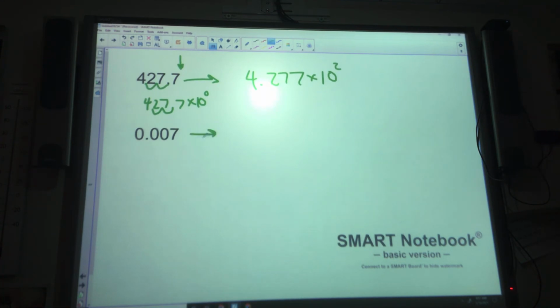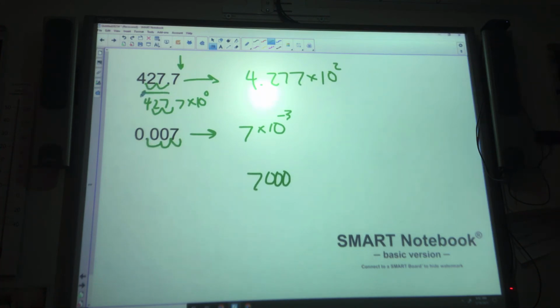What about here? We move it 1, 2, 3 times, because we need it to be between 0 and 10. 7 times 10 to the 3rd. Nope, you moved it 3 times. Every time you move it means 1 time. Think about it this way, 7 times 10 to the 3rd. Okay, that's 7 times 1,000, right? That means the number is 7,000. Yes, negative 3. So it depends on which way you move it.